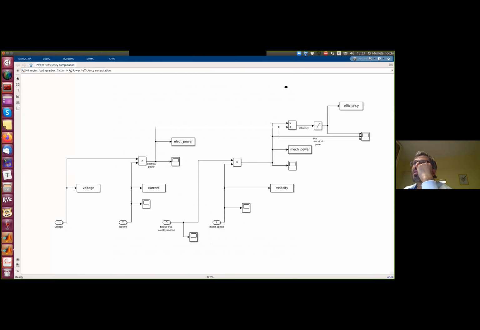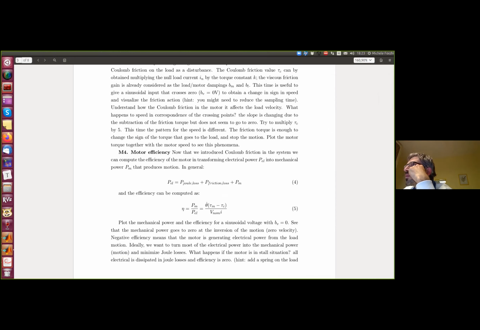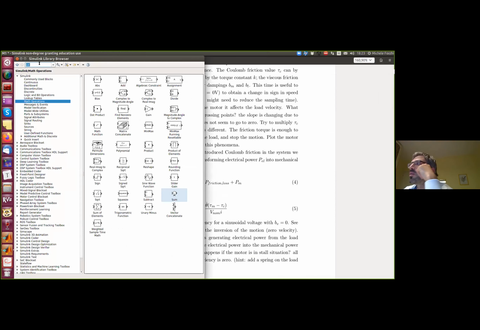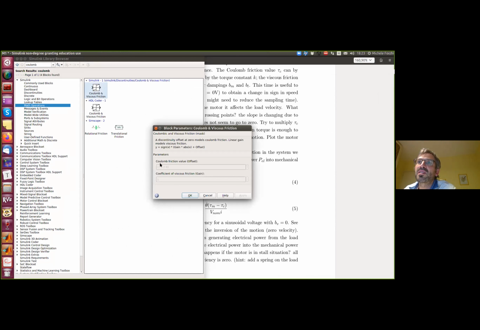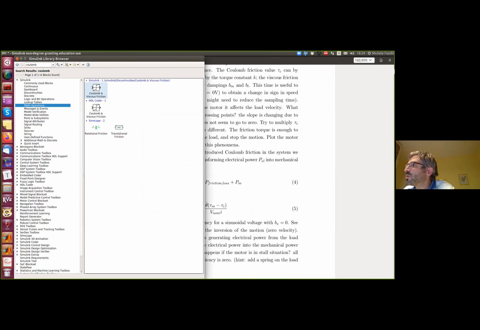Sorry, this is the solution for later. For the Coulomb friction, you can use the block. There's a Simulink block just for that. You can search for a block and you see the Coulomb and viscous friction block. This has the parameters of Coulomb friction, and you should put tau C and the viscous friction. So let's do this exercise and come back in 5 minutes.